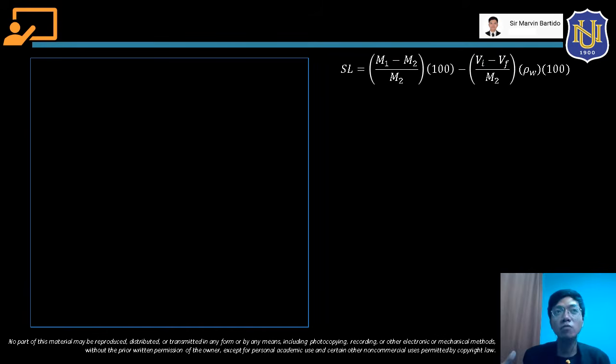So class, to determine the V sub I and V sub F, we have two methods that we can use. The first one is the mercury method and the second one is the wax method. So yung una natin pag-uusapan, class, is yung mercury method.